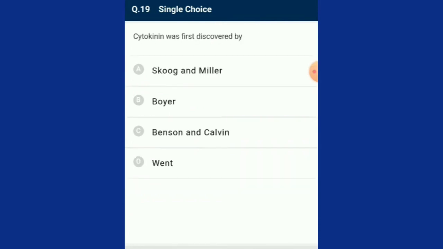Question number 19. Cytokinin was first discovered by Skoog and Miller. The first cytokinin was discovered by Miller, Skoog, and Strong in the year 1955 during the callus tissue culture of Nicotiana tabacum. It was a synthetic product formed by autoclaving herring sperm. It is a kind of fish. From the herring sperm DNA, it is isolated. The synthetic product was identified as 6-furfurylaminopurine and named kinetin.